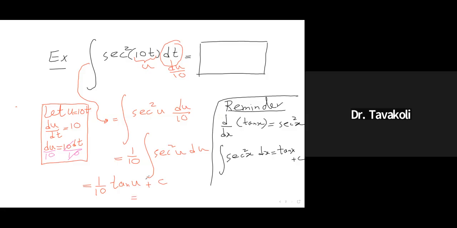It remains to do the back substitution. u is 10t, so it's going to be 1/10 tangent of 10t plus c. So that's the answer that we need to type in here. 1/10 tangent of 10t and then plus c.